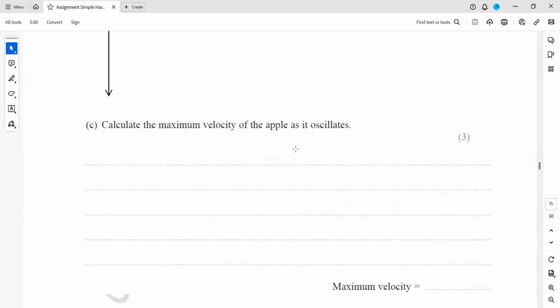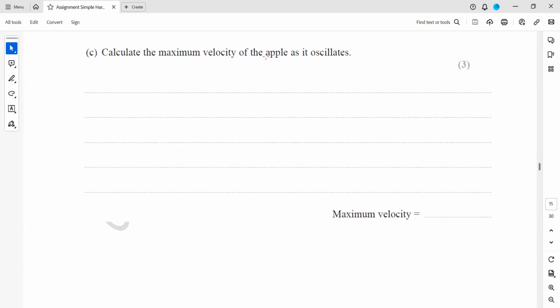The next one, calculate the maximum velocity. Whenever you want to calculate the maximum velocity of an object which undergoes simple harmonic motion, the formula is V equals omega A. That's the formula. And what is omega? If you don't know, omega is 2 pi f. So we can say V equals 2 pi f into A.